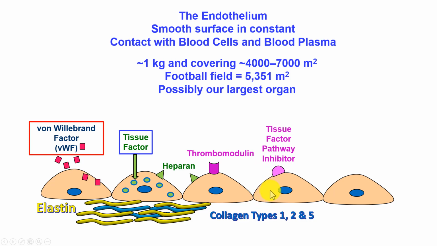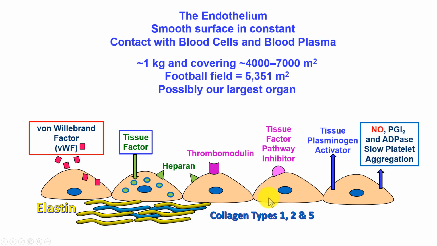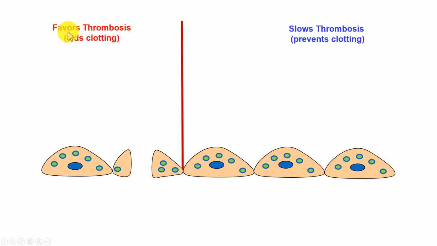And it also has tissue factor inhibitor, which also provides a way of slowing down the blood clotting cascade once you've made enough thrombin. It has tissue plasminogen activator, which activates plasminogen to plasmin, which degrades blood clots. And endothelial cells also make nitric oxide, prostacyclin, and ATPase, which slow platelet aggregation as well. So on the left, we have those reactions that favor thrombosis, and on the right, those that slow thrombosis.